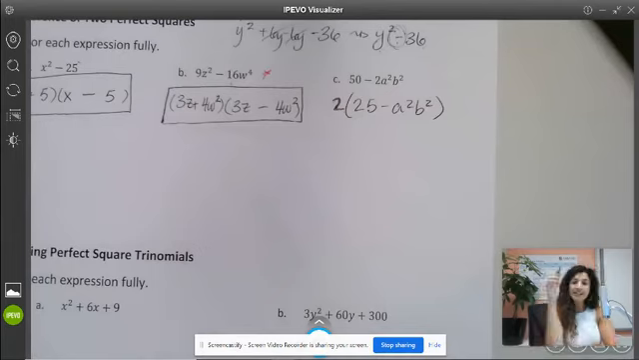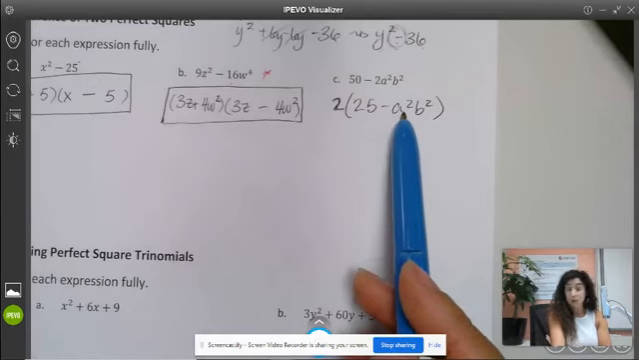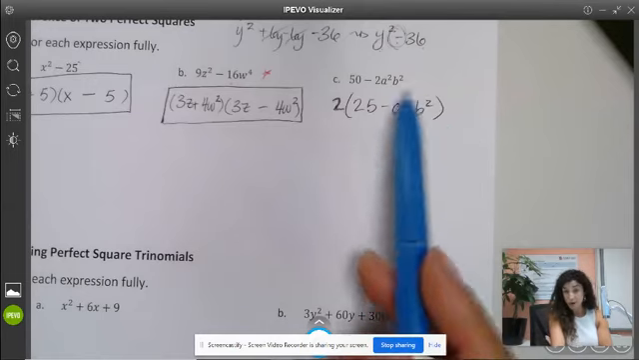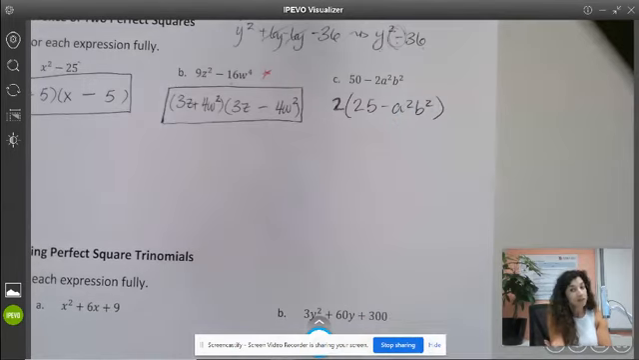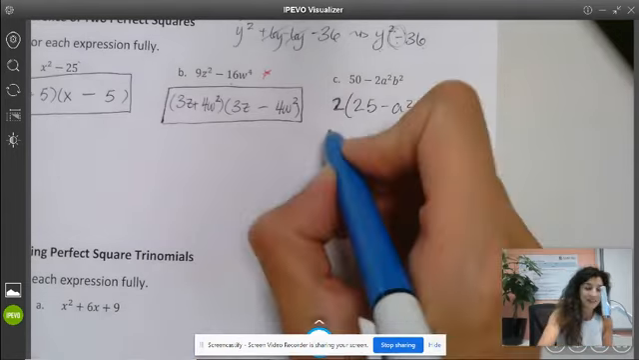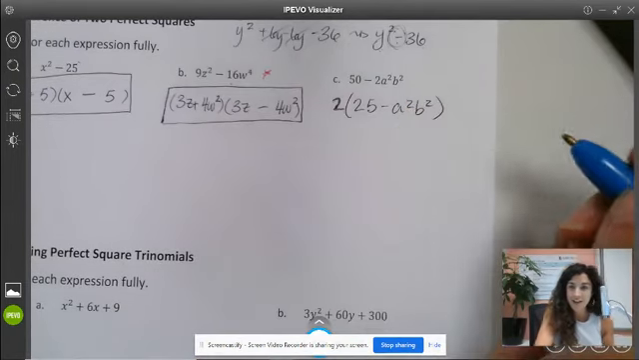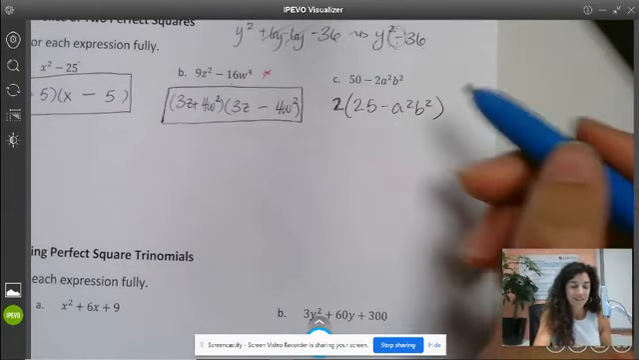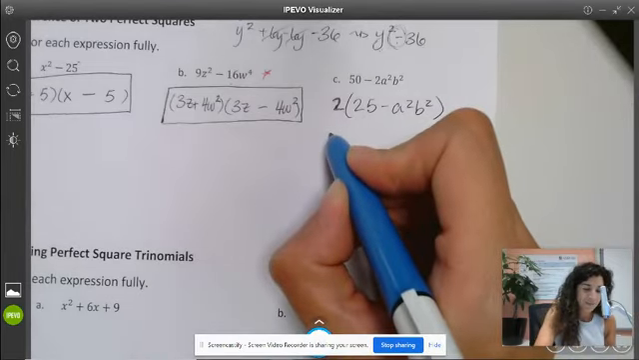Okay, now we can look and say, we've taken out the greatest common factor. Can we factor this any further? We're still going to say there are 2 terms, and 25 is a perfect square, a squared is a perfect square, b squared is a perfect square, and it's separated by a subtraction. So it's a difference of 2 perfect squares. I would like for you to try and factor this on your own.